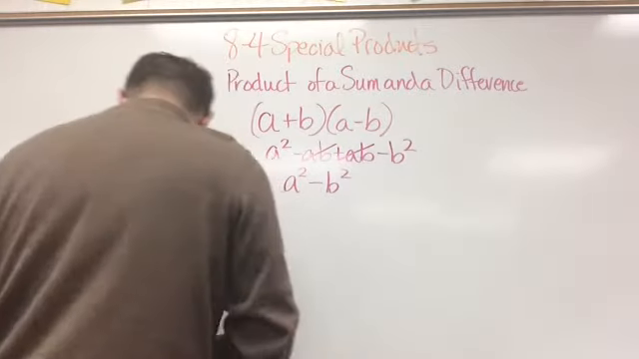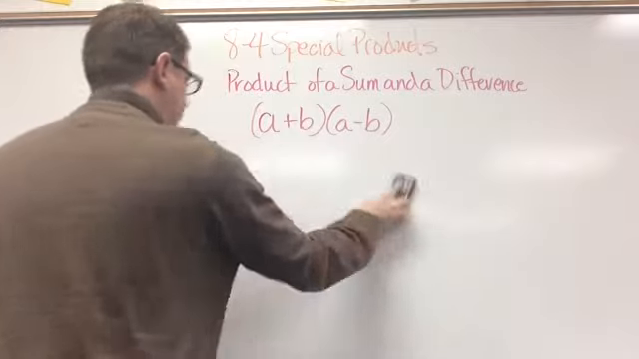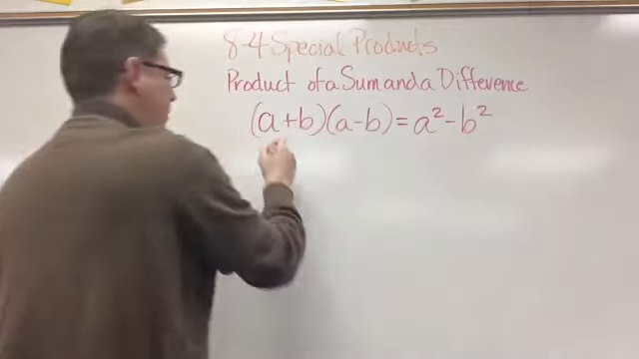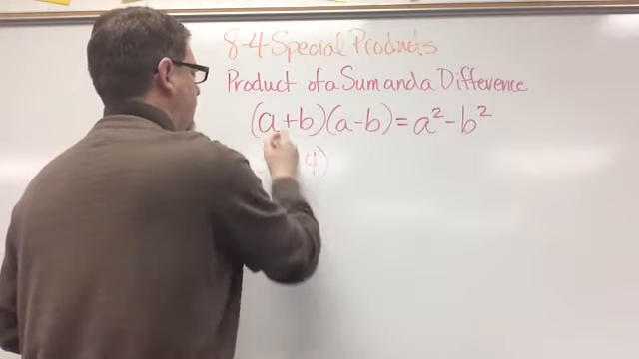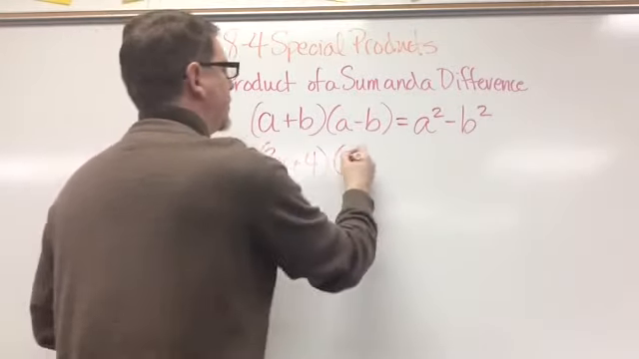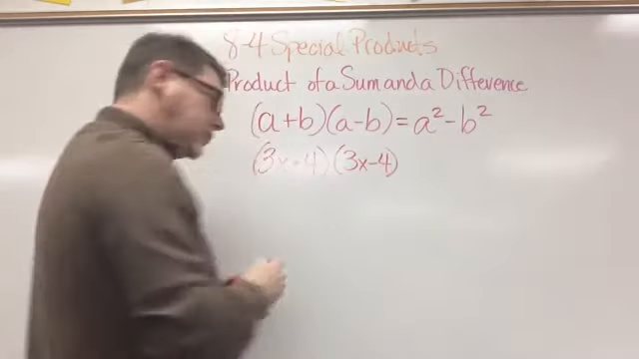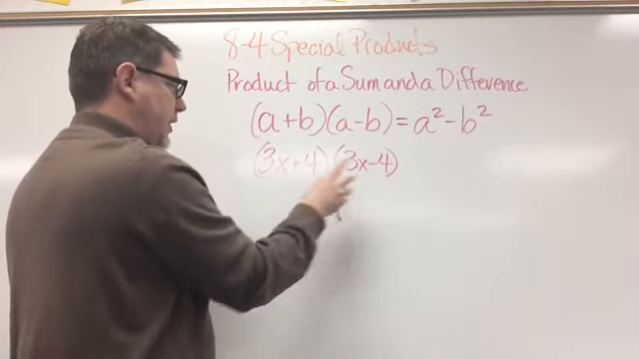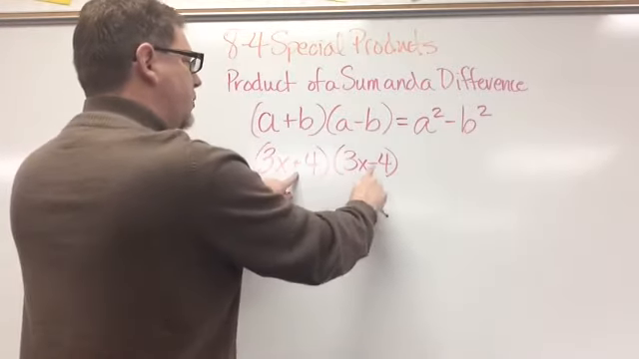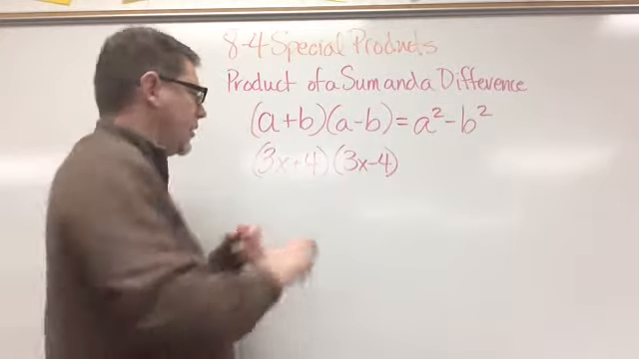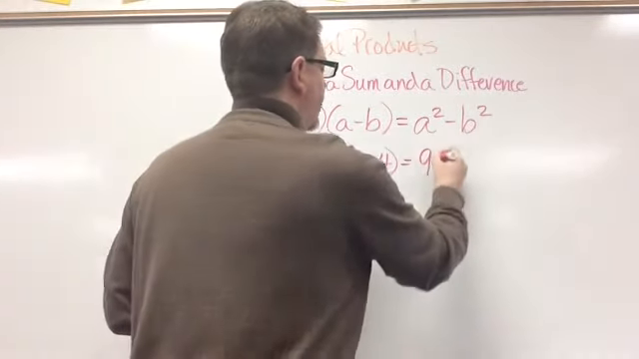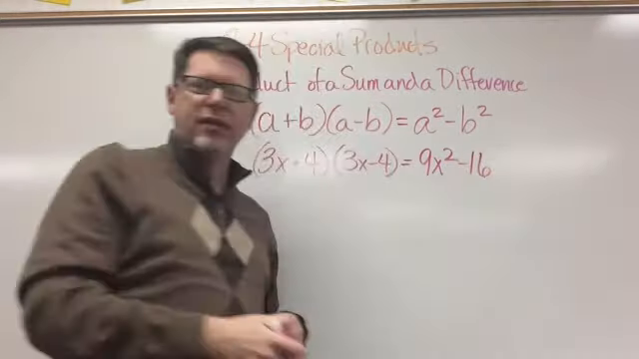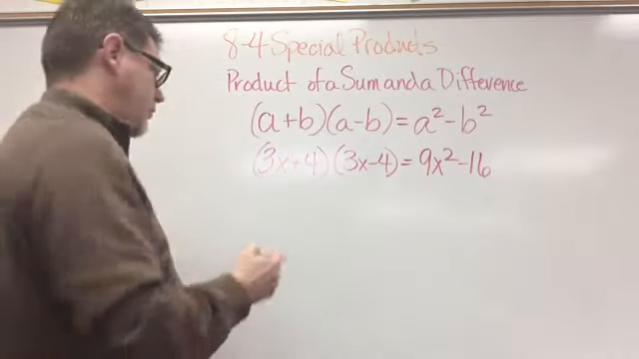So let's look at a couple of real examples. How about 3x plus 4 times 3x minus 4? Again, exactly the same first terms and exactly the same last terms. One's plus, one's minus. I can do the shortcut. 3x times 3x is 9x squared. Positive 4 times negative 4 is negative 16. That's the final answer.